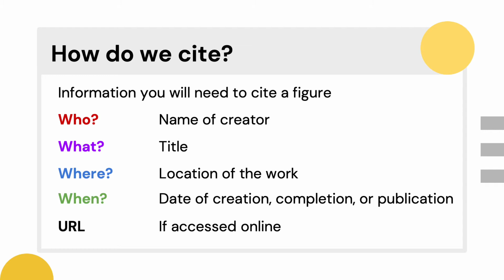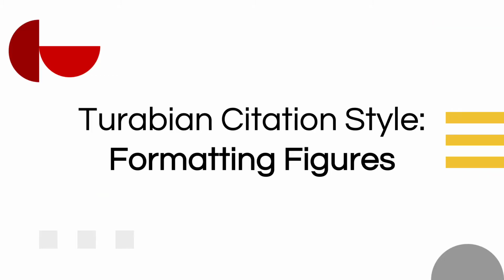Or, in the case of a figure published in another source, the where can also refer to the name of that publication and its publisher name and location. And for the when, you will need the figure's date of creation, completion, or publication. For the figures you access online, also make note of the URL. In a moment, we will learn how to use this information to write a figure caption. But first, let's talk about how to format and name a figure within your paper.